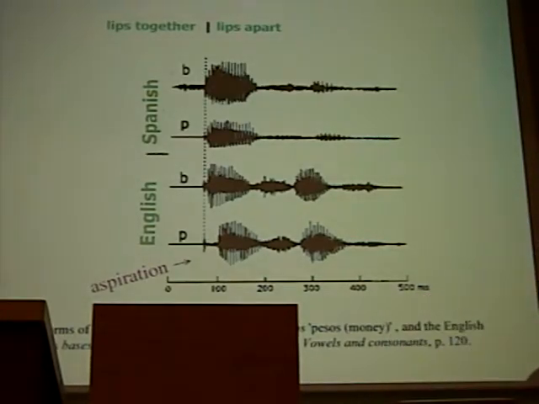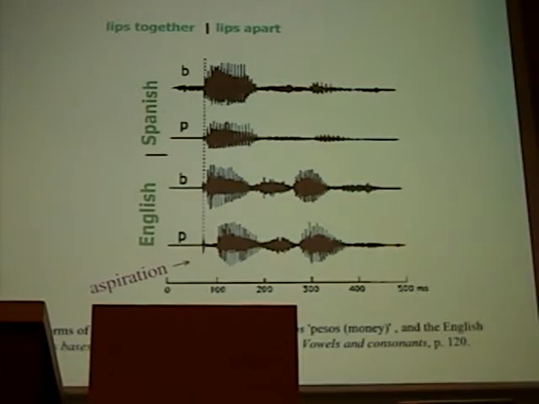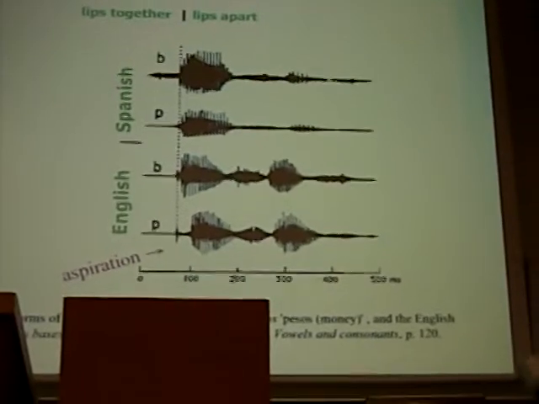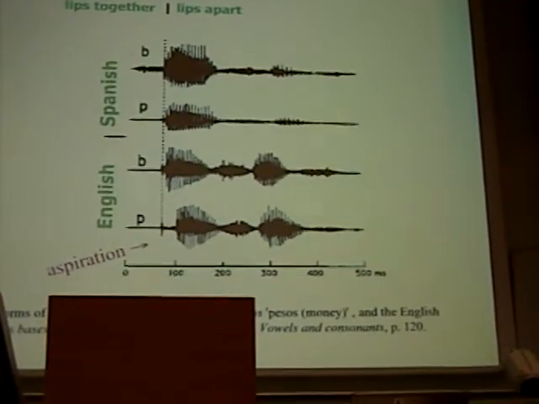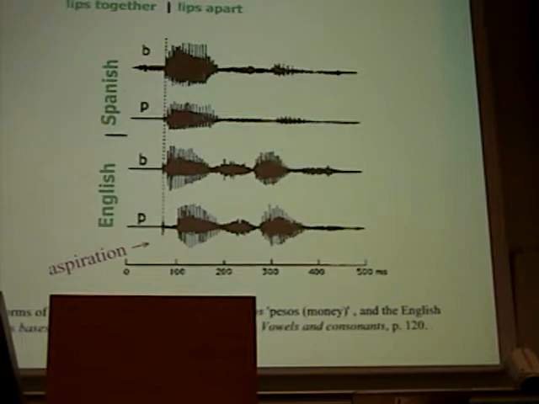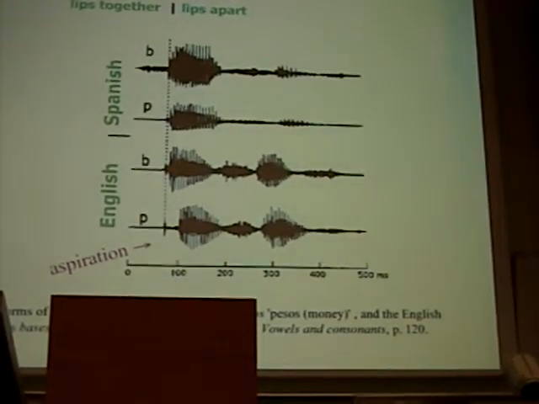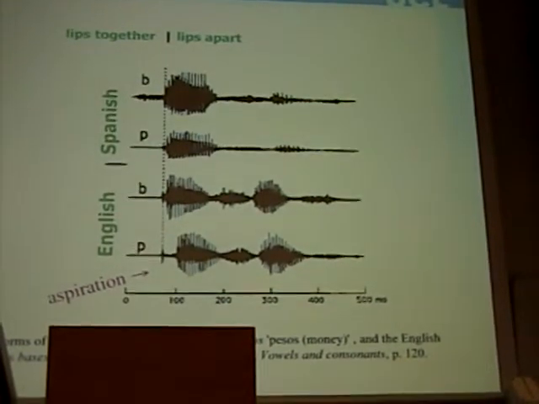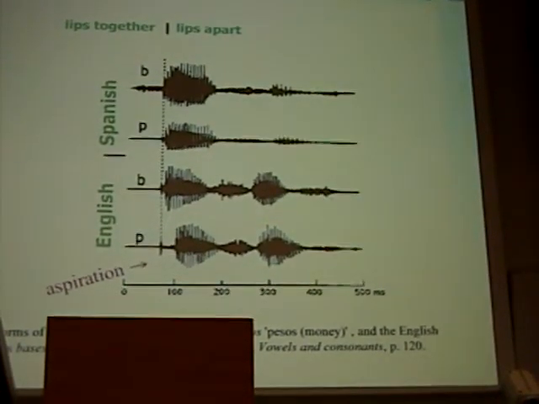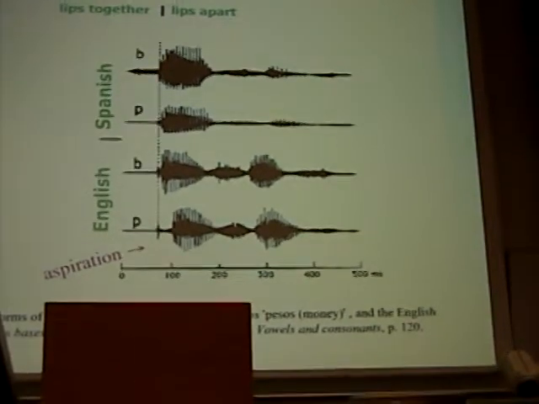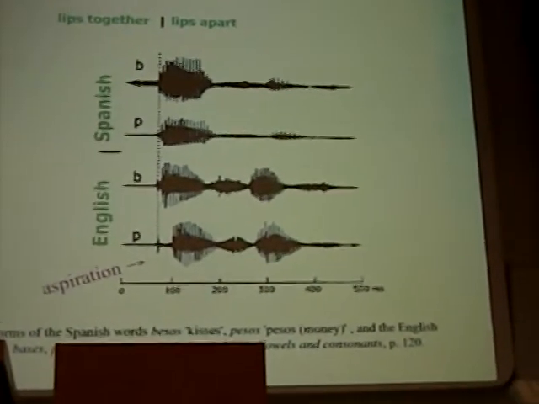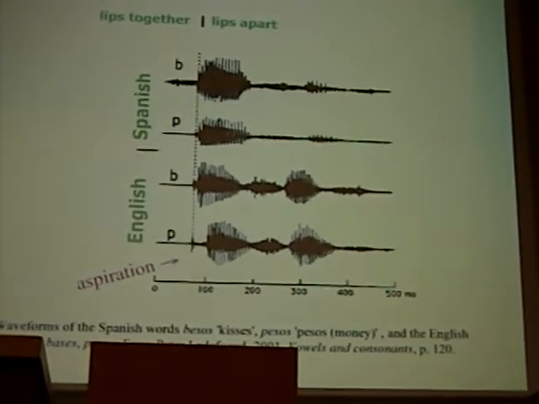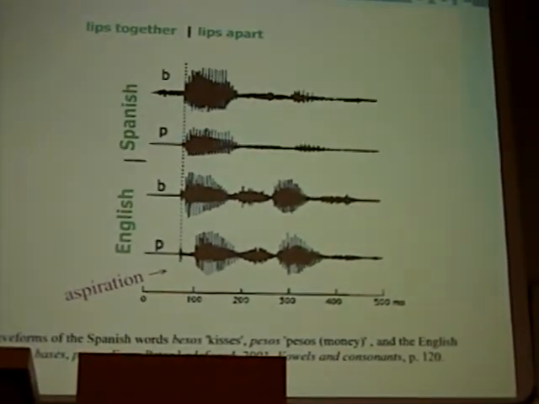Let's have a look at some instrumental tracings. This is from Ladefoged's book, Vowels and Consonants. At the top you see the waveforms for the Spanish words besos and pesos. The dotted vertical line represents the moment at which the lips separate. Time is coming along here, from left to right. So, can you see that during the actual B in Spanish, there is a voicing indication, even before the release.